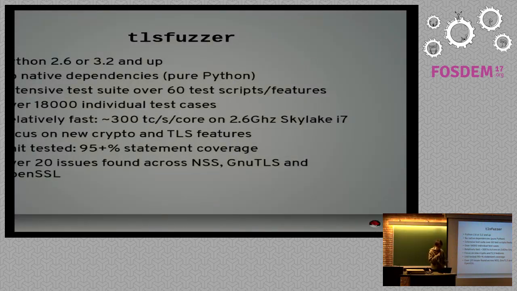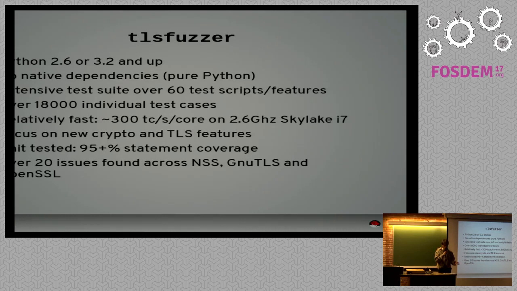Basically, TLS fuzzer runs on Python 2.6 and up, so basically on everything you can imagine. So old distributions shouldn't be much of a problem. It has no native dependencies, so as long as Python runs on this thing, you can run a TLS fuzzer. We currently have something like 60 test scripts that test different features or fields of the TLS protocol. That translates to over 18,000 individual test cases.